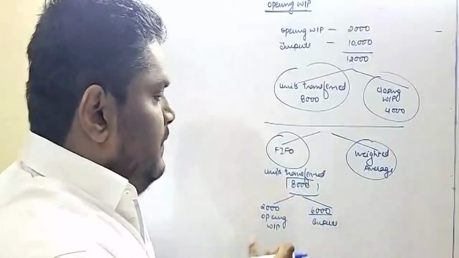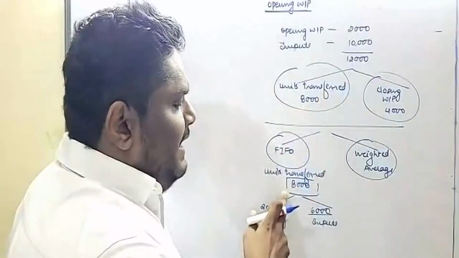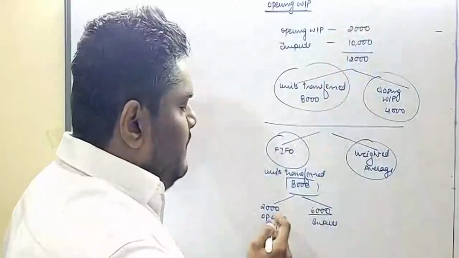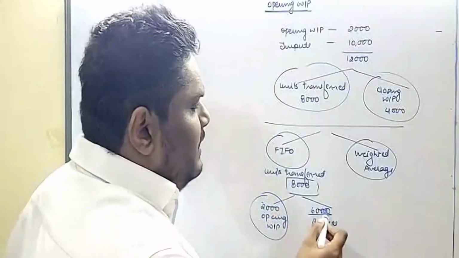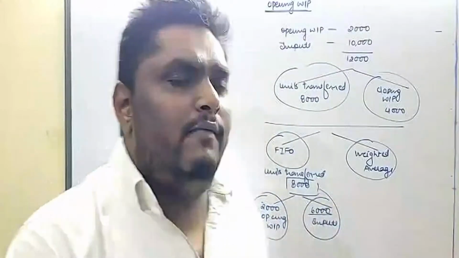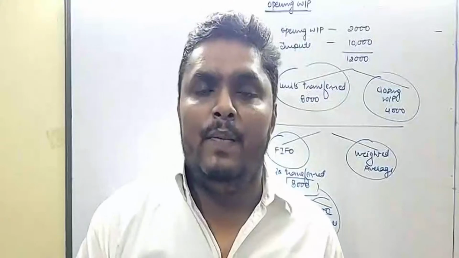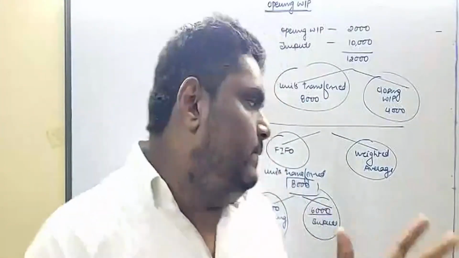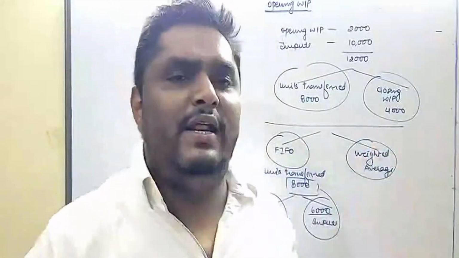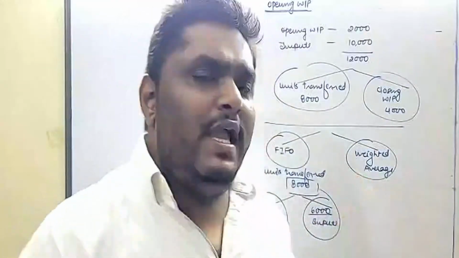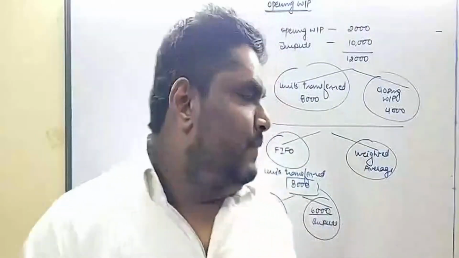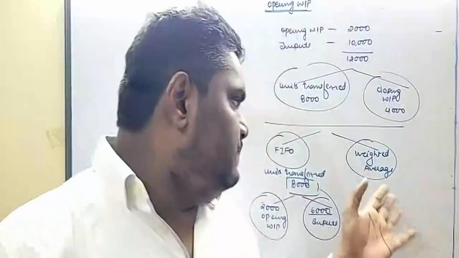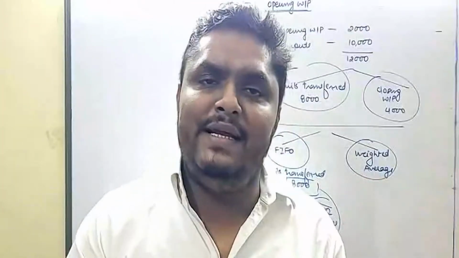So if units transferred in this case are 8,000 units, then since it is FIFO method, 2,000 units will be transferred from opening work in progress and 6,000 units will be transferred from inputs. There are many more methods, but since ICAI has suggested only two methods, we'll be referring only to the FIFO method and the weighted average method. When talking about the weighted average method, I'll be discussing this with the help of a practical question only. We'll not go into this part now.